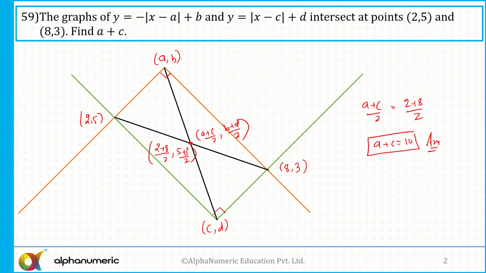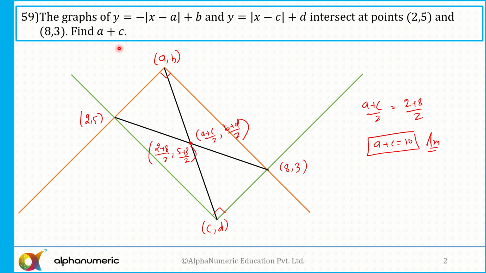So the correct answer for this question is A plus C, which is 10. You can also find out B plus D, which is 8 here. So the value of A plus C is 10. At first glance, it seems to be difficult, but believe me, it's not difficult. It's a very easy one. If you are comfortable with the graph, then you can solve it quickly here.